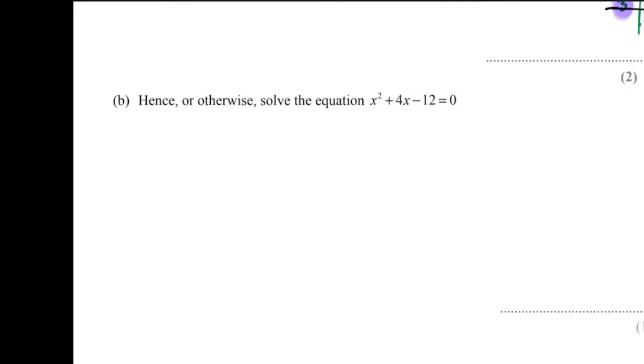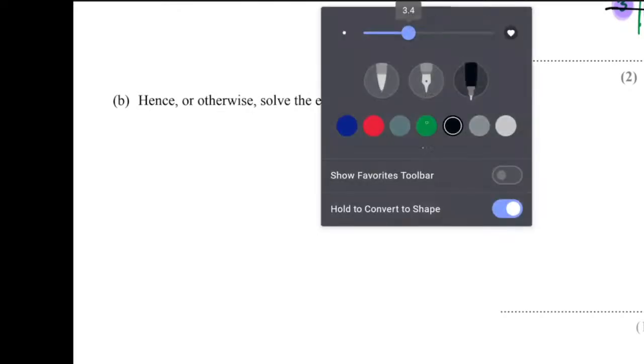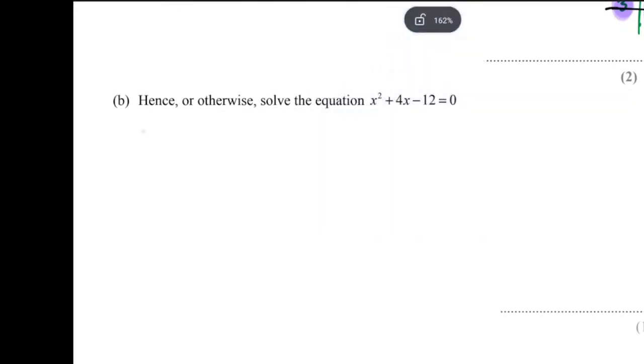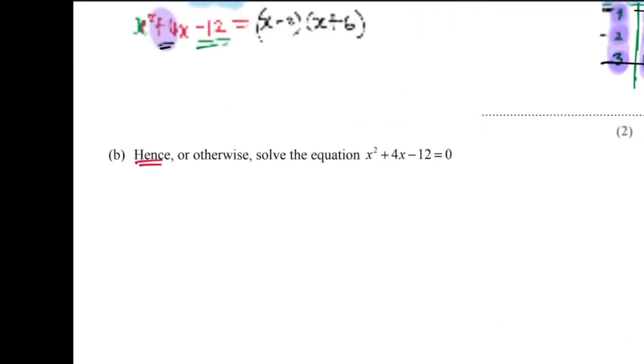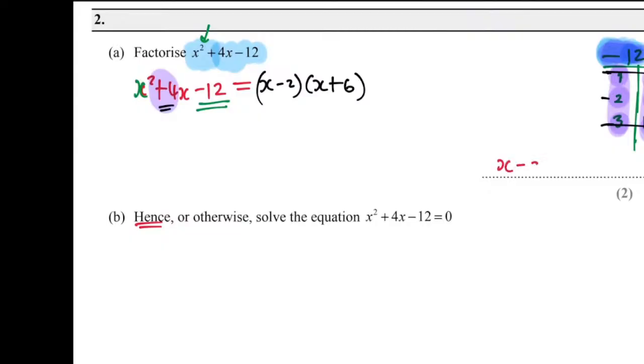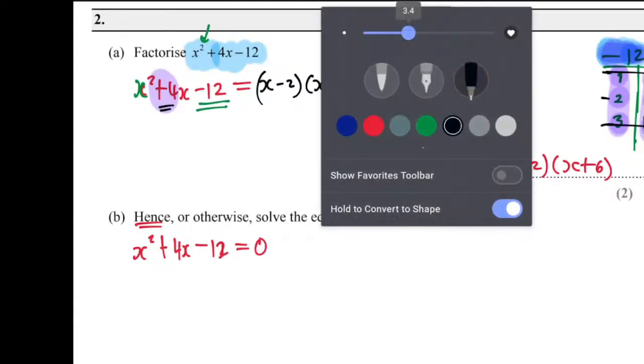Now, hence or otherwise solve this equation. So now let's solve the equation. They said x squared. When you see them say hence, it means you're going to use the answer from the first step to continue with the second step. Trust me. So hence or otherwise, what do we have? We have now x squared plus 4x minus 12 being now equal to 0. This is now a quadratic equation.